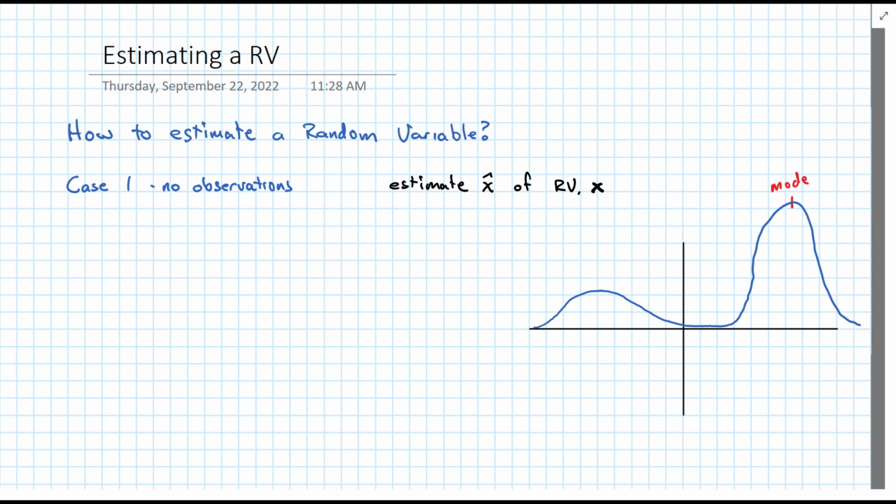We could also guess the mean. The mean is going to be probably somewhere in here. Maybe, yeah, I don't know. I haven't calculated it, so I might be off a little bit. We get the idea. The mean is down there. We could guess the median. The median in this case is going to be somewhere near the mean. Let's put it there.